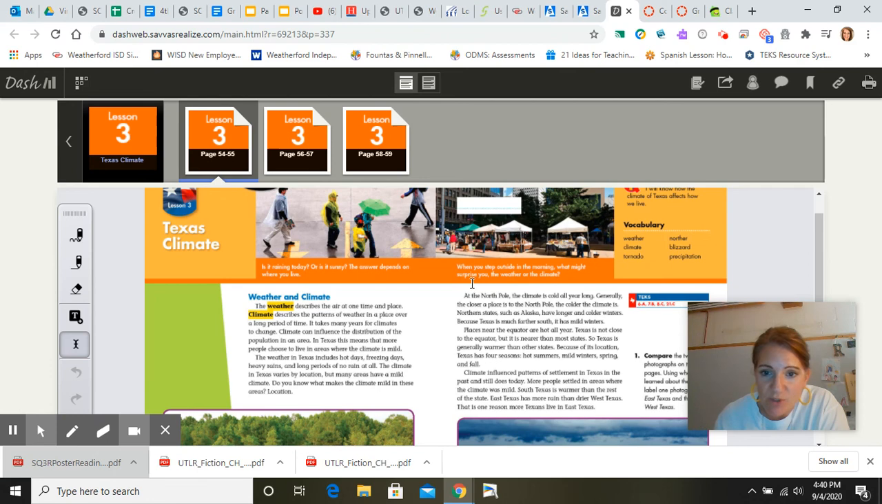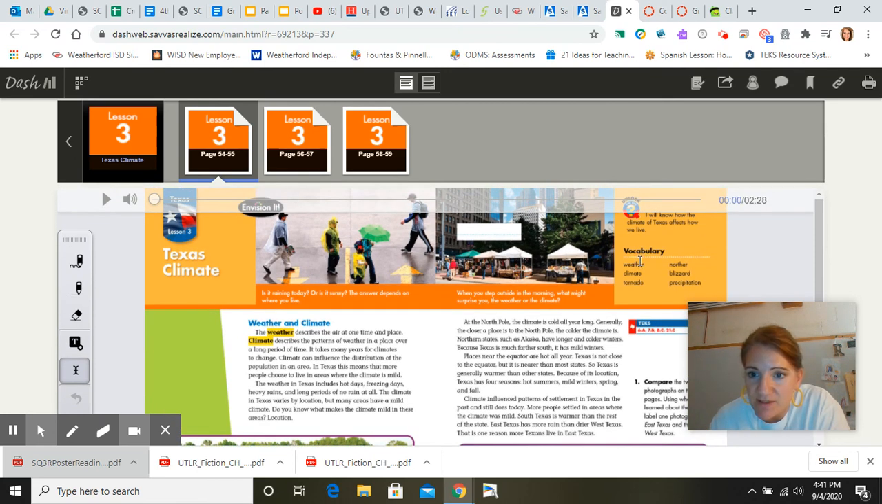And then it says here, when you step outside in the morning, what might surprise you, the weather or the climate? It also has vocabulary words. And then it has a target. I will know how the climate of Texas affects how we live. So far I'm scanning or surveying this page that I'm going to be reading, and I already have an idea.